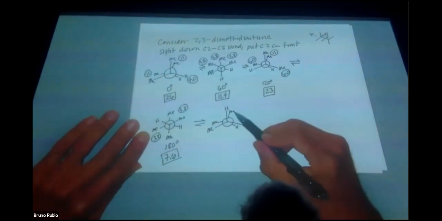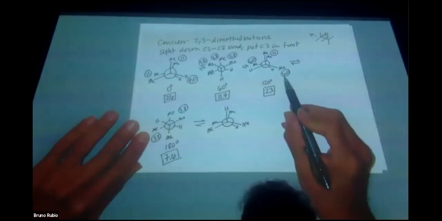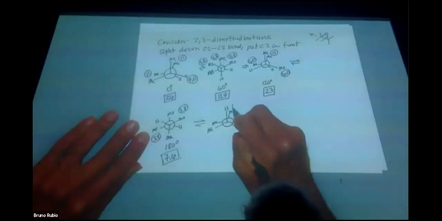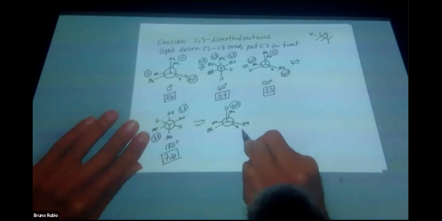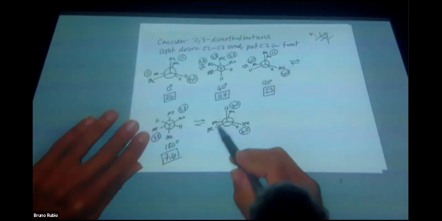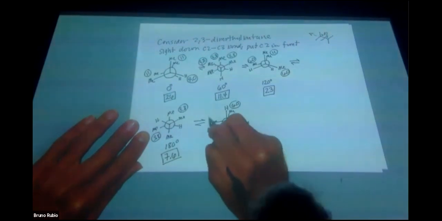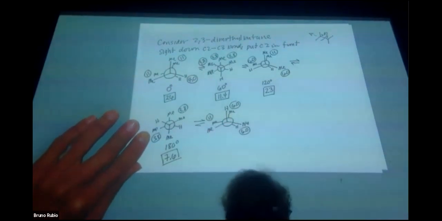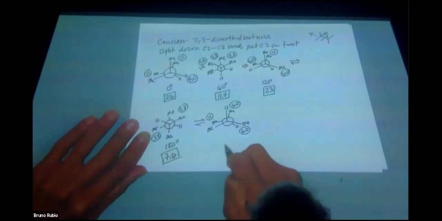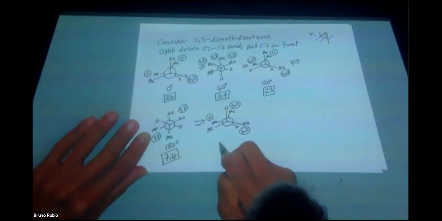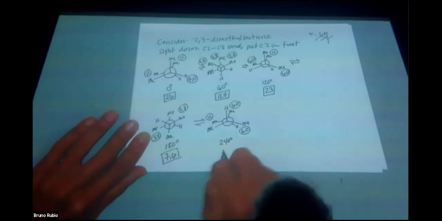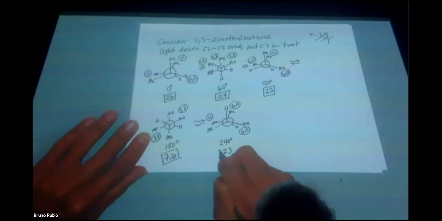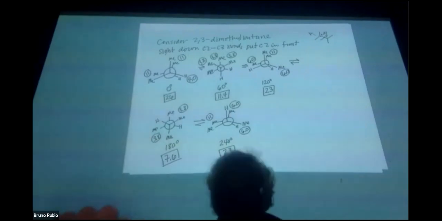Okay, this methyl-hydrogen eclipse, what's he worth? He's worth 6. Methyl-hydrogen eclipse, what is he worth? He's worth 6. And a methyl-methyl eclipse, what is he worth? He's worth 11. Okay, so totaling up the strain interactions here, I'm calling this guy the 240-degree conformation, and he's worth 23 kilojoules per mole of strain energy.